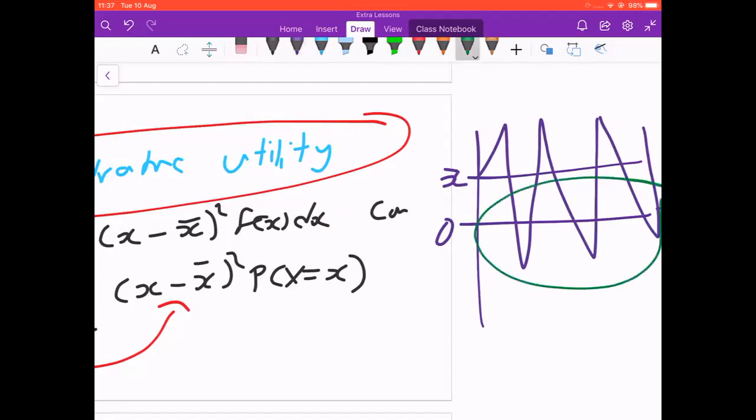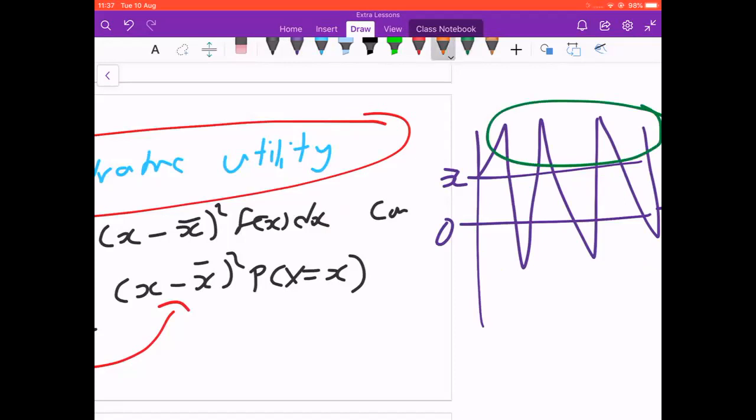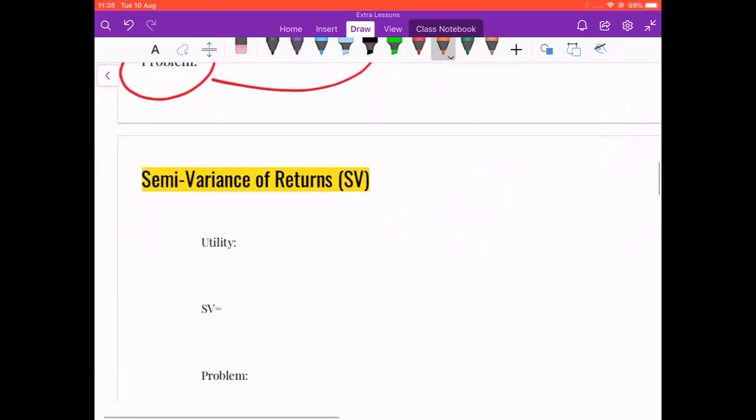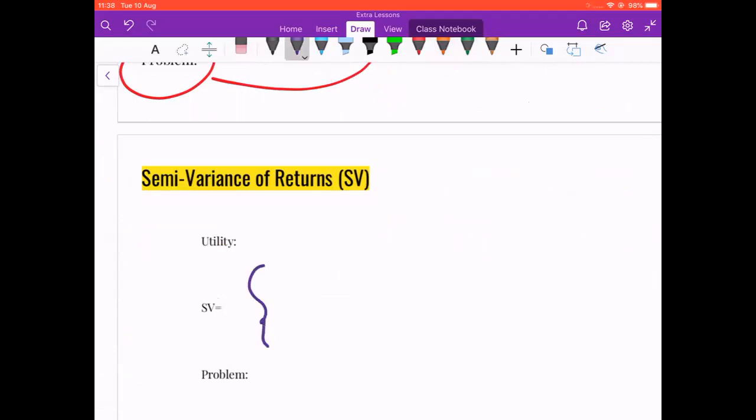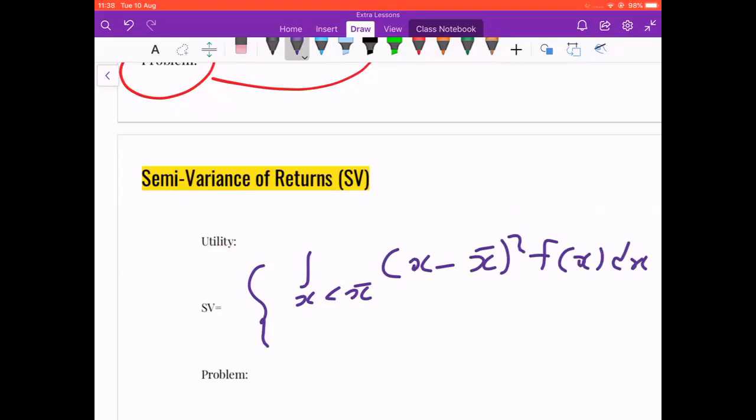But we are mostly not concerned about this kind of volatility, the one on top. We are actually concerned about the one under, right? So this is when we introduce the idea of semi-variance. The equation for semi-variance is gonna be the integration, where x is less than x bar, of (x minus x bar) squared f of x dx, right? So this one is for continuous.